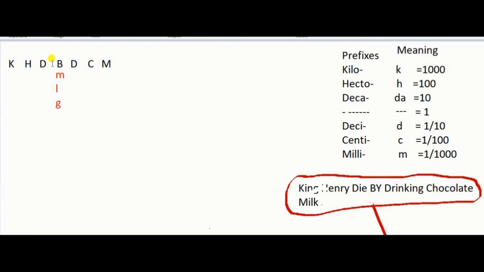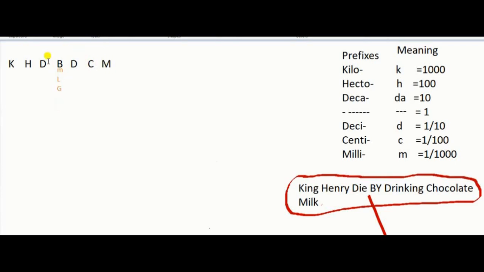So the deca here is 10 times bigger than the meter. The hecto is 100 times bigger than the meter. And the kilo is 1000 times bigger than the meter. So this is telling us that in every 1 kilometer there is 1000 meters. And over here now we have the deci. Deci is 10 times smaller than a meter. Centi is 100 times smaller than a meter. And milli is 1000 times smaller than a meter.